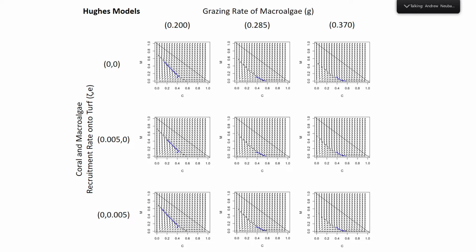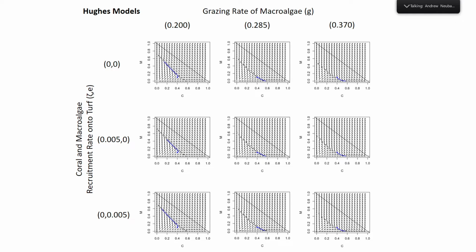On this slide, the vector fields for the Hughes models of the coral system can be seen, with coral and macroalgae recruitment rate on turf being displayed on the left side and grazing rates of macroalgae being displayed above the vector fields. In the first row, the graphs with the recruitment rate of 0 for both coral and macroalgae on turf can be seen, displaying the same trend as those seen in the Mumby models, which makes sense because there is no change to the system. There is no algae or coral recruitment onto the turf.